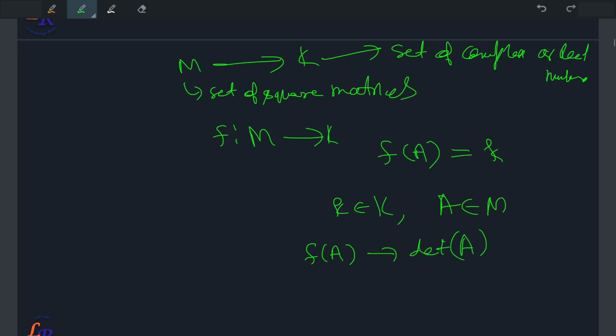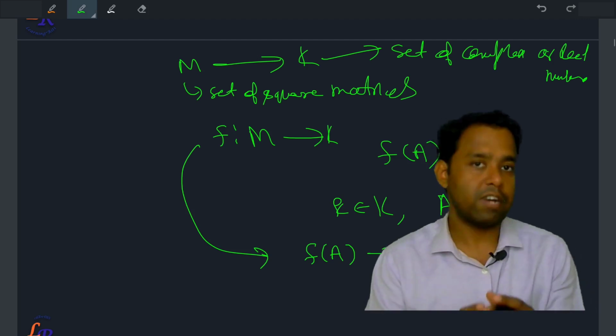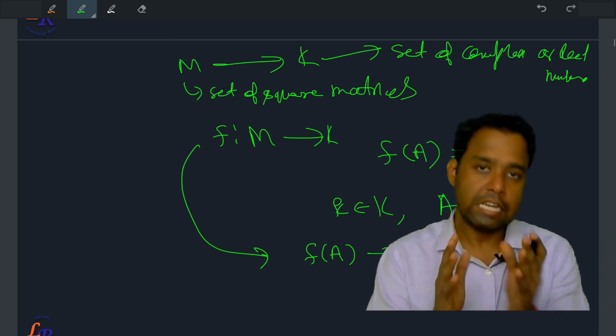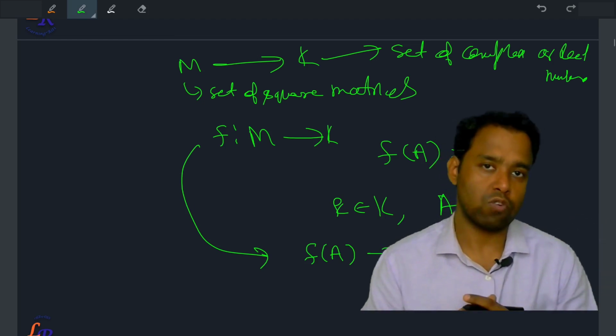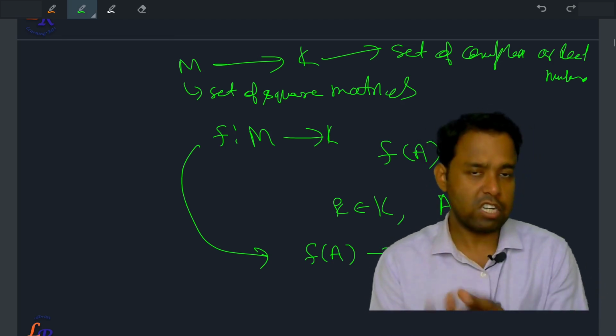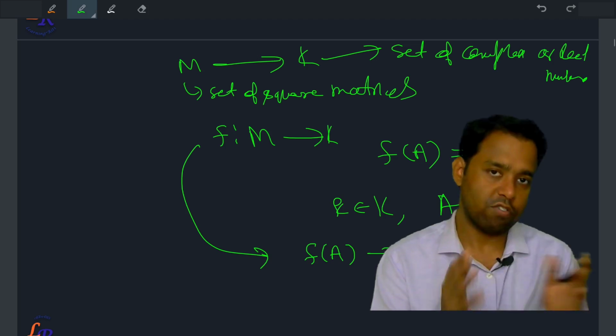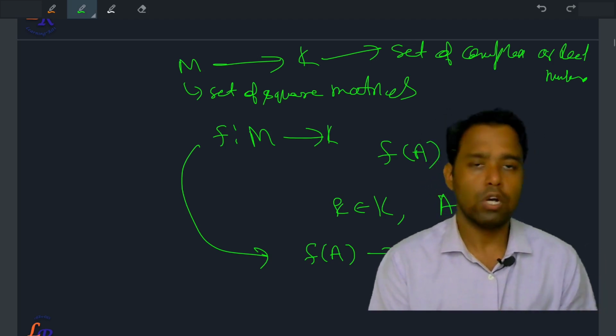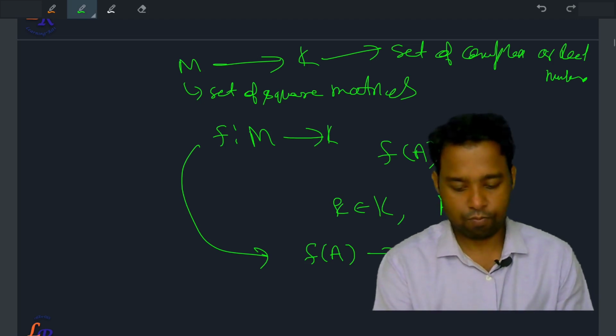So this is how you can define the determinant in terms of a function. This is about what a determinant is, how a matrix can be represented as a determinant, and that each determinant is associated with a complex number or real number value. Now let's see how we can find those values for different determinants of different orders, and how to expand them.